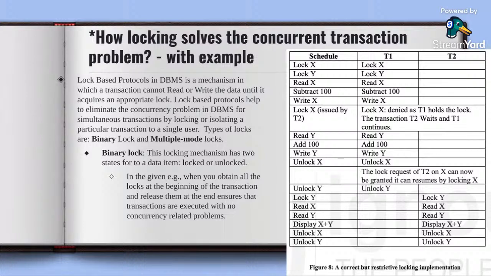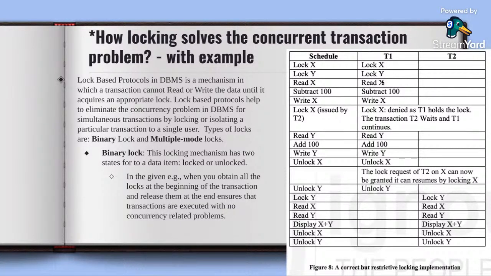Okay. So at this point, T1 is still working on X while T2 is trying to ask for a lock on this, but it's not going to be able to do that. Because T1 is still working on it. At this point, T1 is going to read Y, work on it, and going to unlock X.